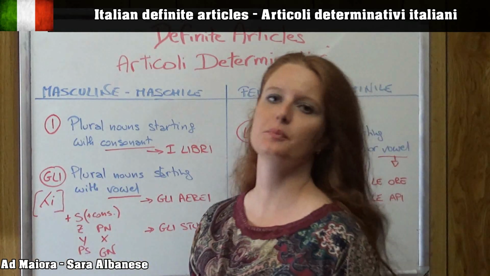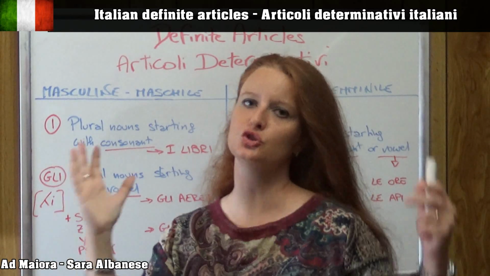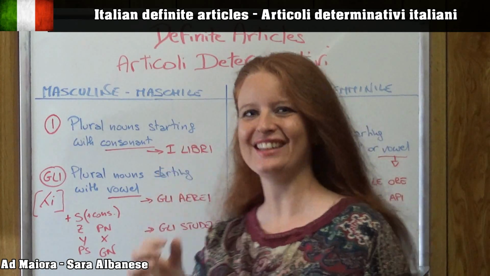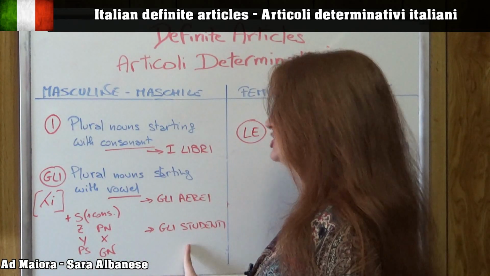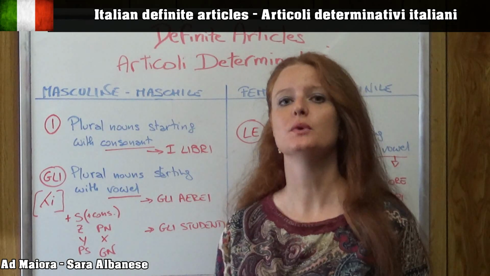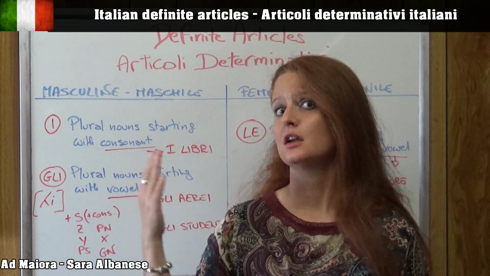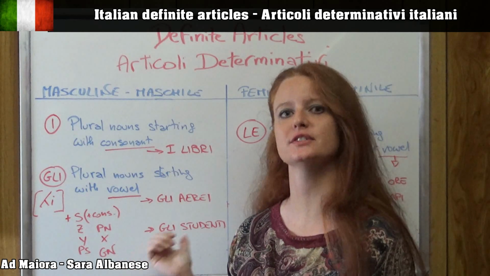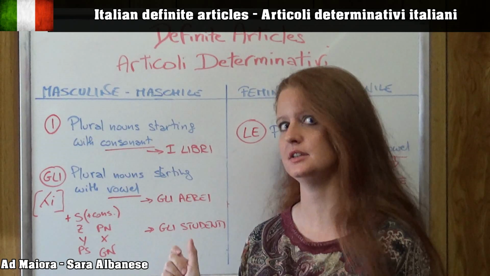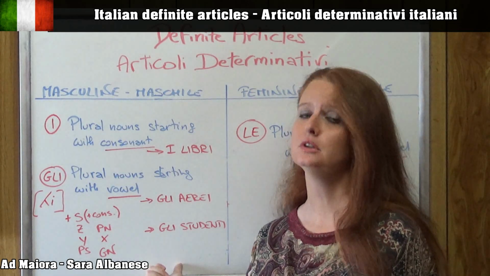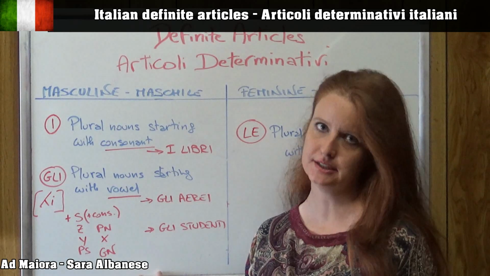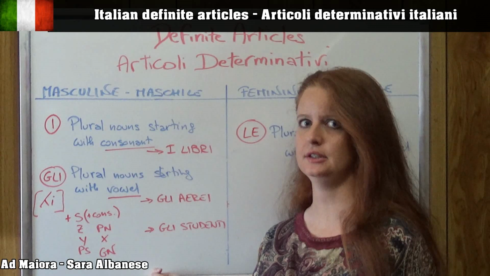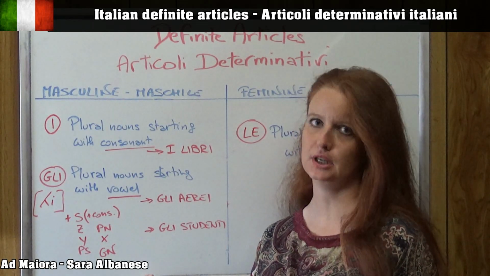So I haven't made examples for all of them. Obviously, you just take the example before and you put gli before, and then you make the plural of the noun. Just one example, the most common one, we said lo studente. It was singular because you used lo because there was an S and a consonant, st in this case. Plural, studenti, gli studenti. Singular, lo studente. Plural, gli studenti.